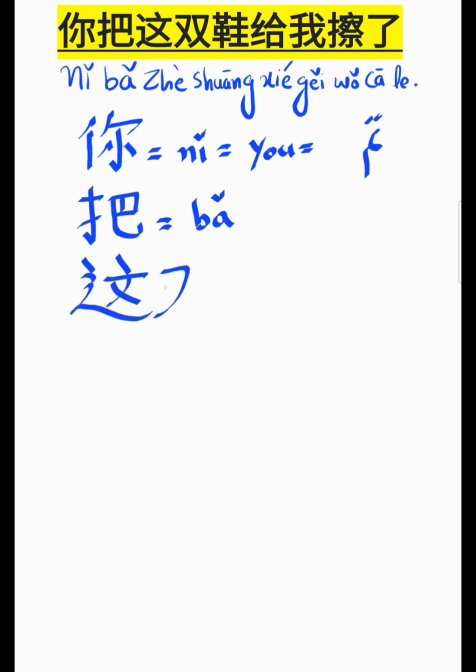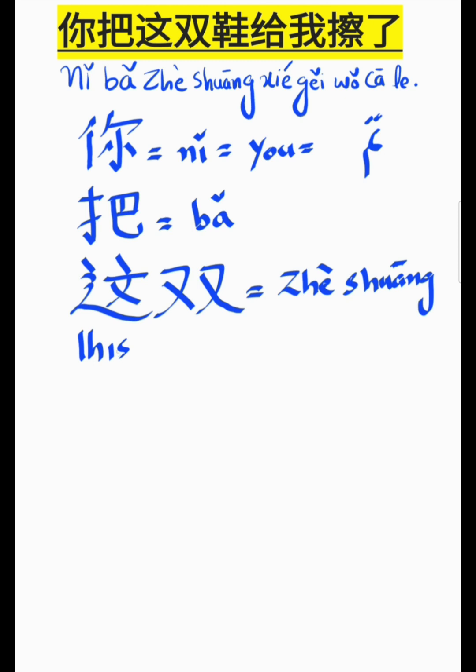Now I'm going to write 这双, which means this pair. Shuang is a measure word, a quantifier for those things which are similar.